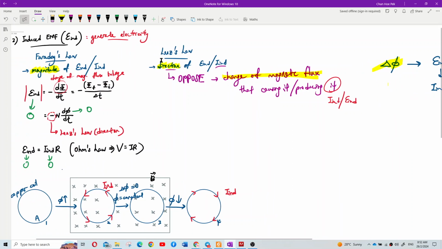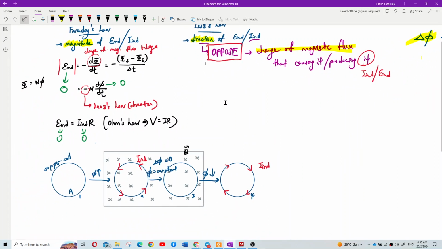Now, how is the direction of induced current? The word is oppose. The direction of induced current must oppose the change of magnetic flux. How do we understand this? Oppose. Okay, like this, class.